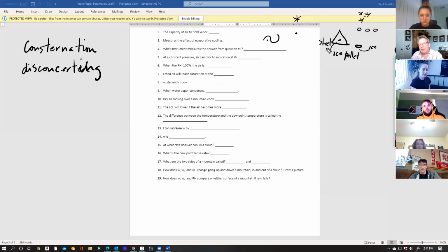So when do I expect sleet? Well, I have to have sleet when the temperature of the wet bulb is below freezing, because the wet bulb temperature is the temperature of the raindrop.